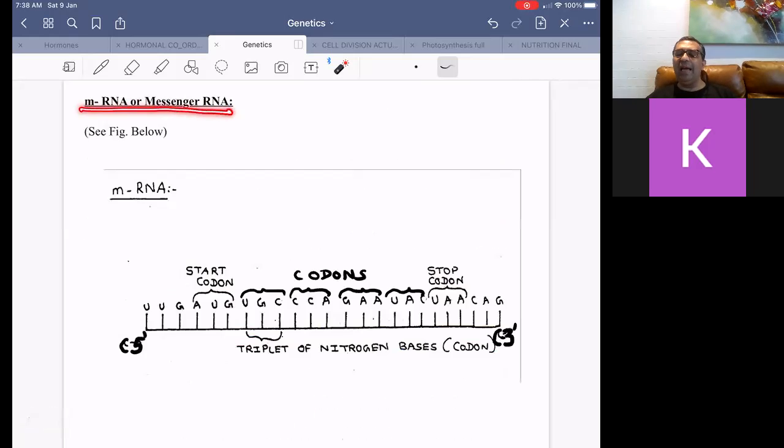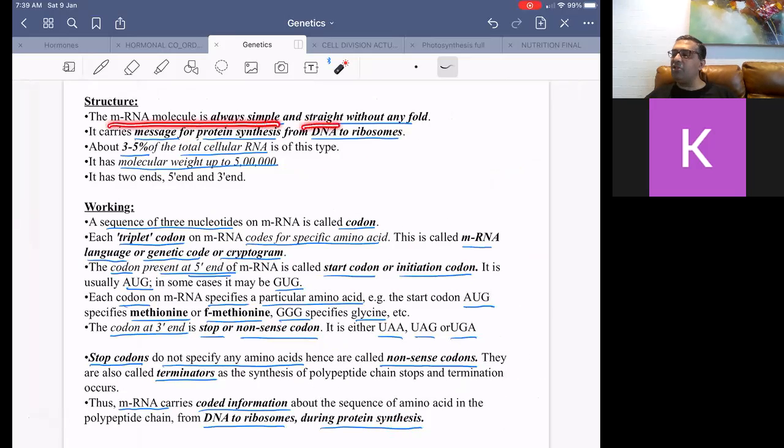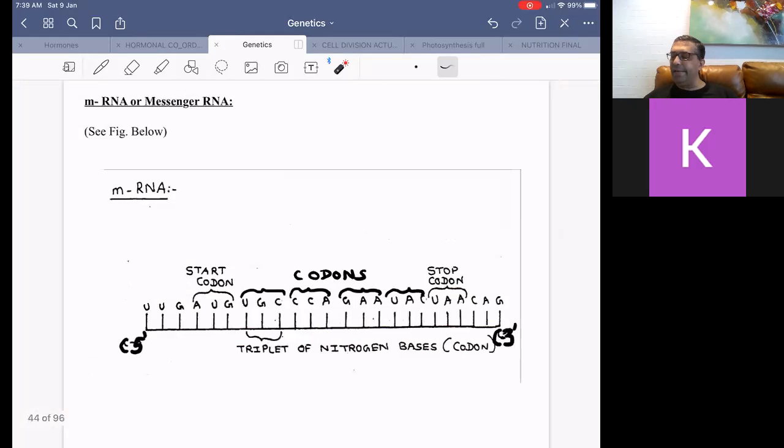In your diagram in the notes, you have to make a small variation. By mistake, here it is given C3 end and here it is given C5 end. Cancel that and make this end the C5 end and this end the C3 end. So this is the C5 end and this is the C3 end. And this mRNA is single, simple and straight without any fold. mRNA has no folds. mRNA is without any folds. It is a linear molecule.